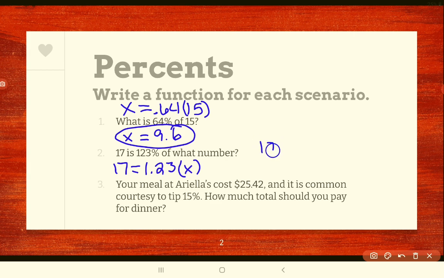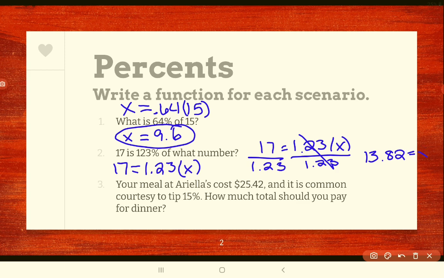How do I solve that equation now? How do I get x by itself? I'm going to write this over here so I've got a little more room. Well, x is being multiplied by 1.23. So to get x by itself and cancel out that 1.23, I divide both sides by it. So in my calculator, I'm going to type in 17 divided by 1.23, and it tells me that x is 13.82. And then you're done. So 17 is 123% of 13.82.